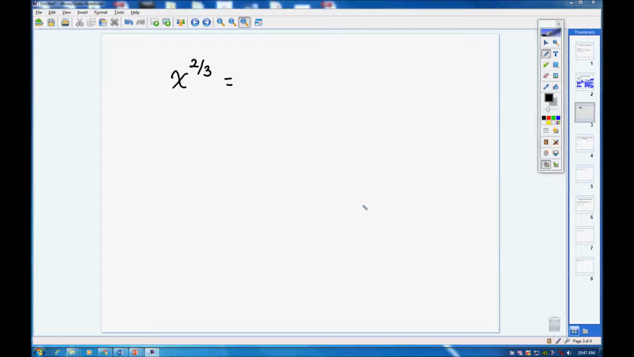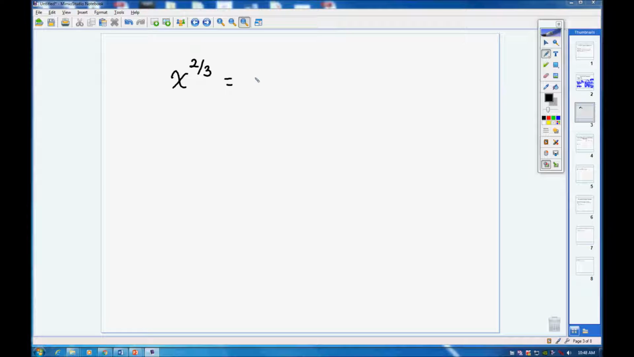Hi guys, I'm back, and now we're going to start looking at how we solve equations with fractions and powers. So we're looking at what are called rational exponent equations, solving equations with rational exponents.